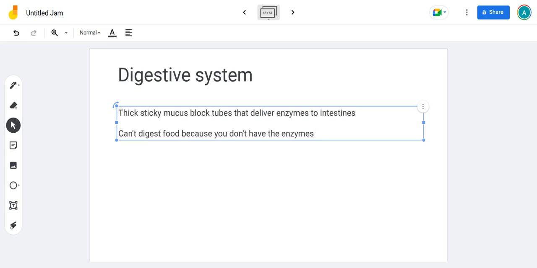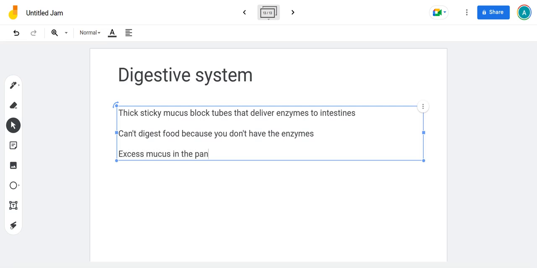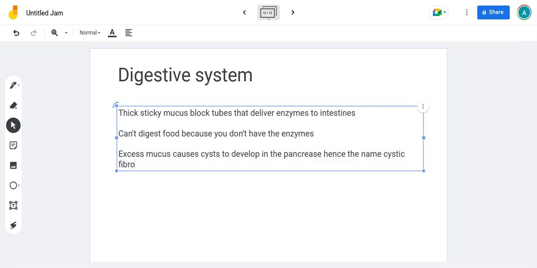Now, having all the mucus causes something called cysts to grow in the pancreas. And that's where the name cyst in cystic fibrosis actually comes from, which is interesting. Okay, so the excess mucus in the pancreas causes cysts. I should call them cysts, since cysts makes more sense in this context because it's cystic fibrosis. So excess mucus causes cysts to develop in the pancreas, hence the name cystic fibrosis. Okay.